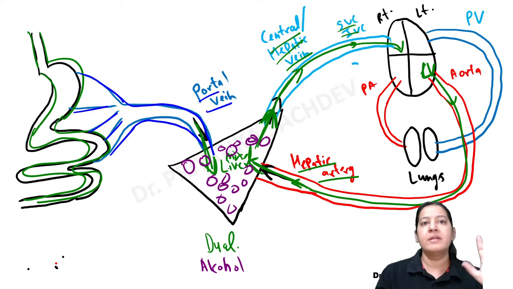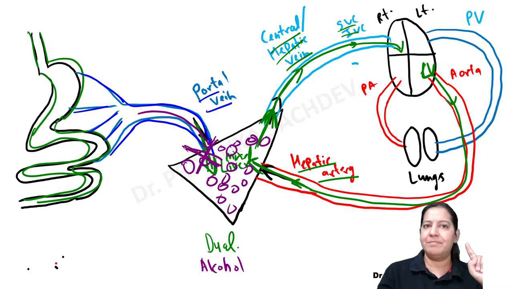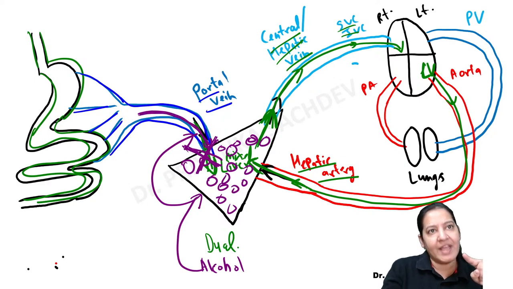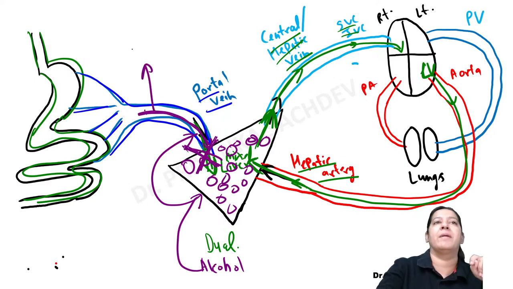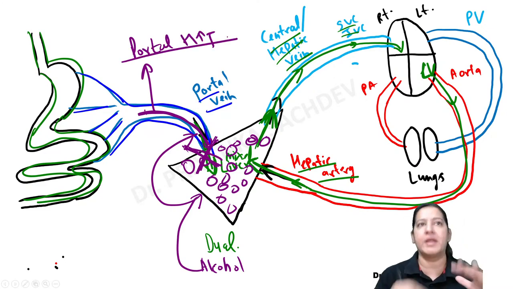Now what will happen? This is a non-functional liver now. So whenever the blood is coming from the portal vein from the GIT, this liver is not accepting the blood. The blood is not accepted by the liver from the portal vein because the liver is cirrhotic, because the patient is alcoholic. Because of alcohol, the liver is cirrhotic. Because the liver is cirrhotic, it is not accepting the blood from the portal vein. So blood is accumulating in the portal vein causing portal hypertension. That is the reason for portal hypertension in a patient having cirrhosis or a chronic alcoholic user.